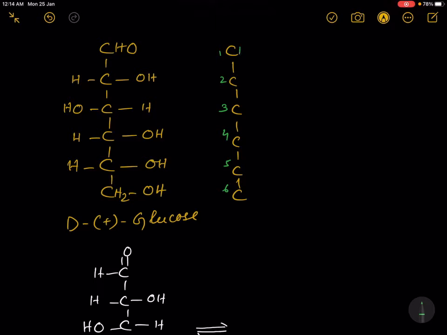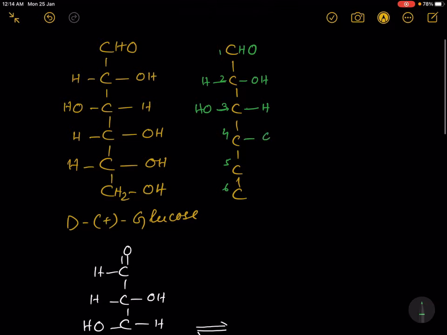First carbon is connected to an aldehyde group, and second carbon is connected to OH and H. Third carbon is connected to OH. Fourth carbon is connected to OH. This one is also connected to OH and H, and this is CH2OH.